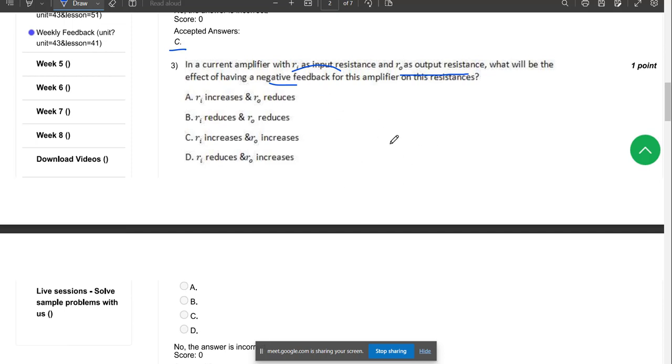Now think, what will happen to the input resistance Ri and output resistance Ro? These are the options given to you. Take 2 minutes and try to solve this question.